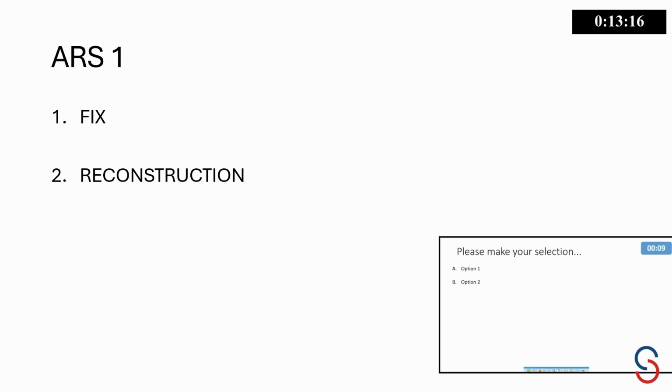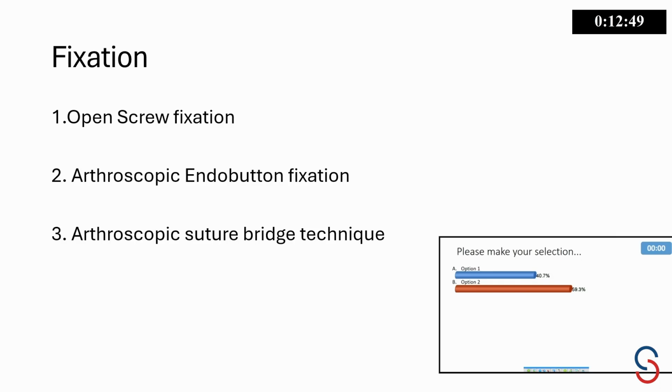ARS question 1: a 7-month-old large PCL fragment, which is displaced, with an attempt at fibrous healing, probably a kind of non-union. What would one do? Fix or reconstruct? 40% would fix and the rest would... So 60% would want to reconstruct? 60% would want to reconstruct. Okay. We went in for a fixation.